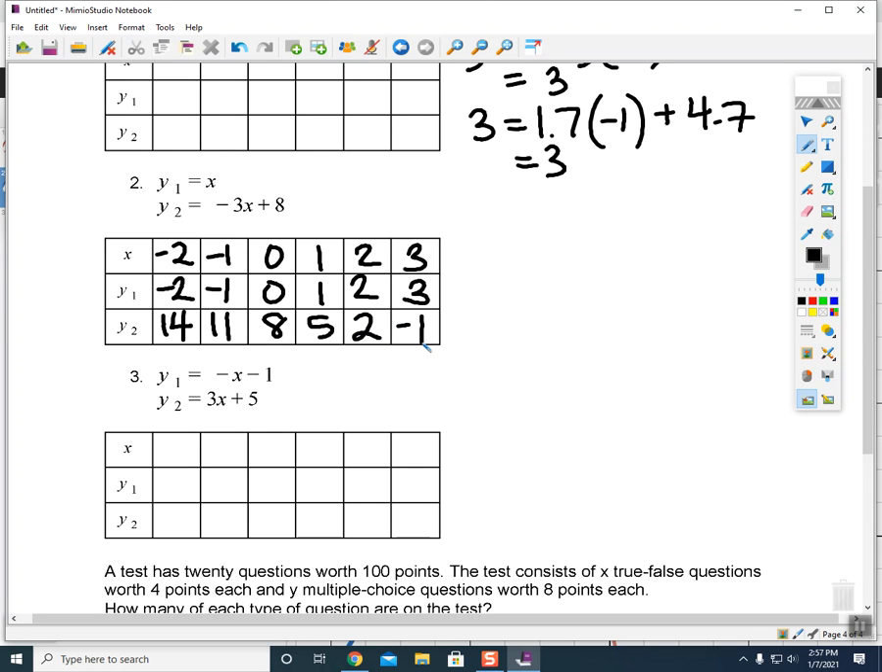So here's my table. Our goal then is to identify where our lines cross. And the way we figure out our point of intersection is where their y values are the same. So if we look, our y values are the same right here. They're both 2. And this is coincidental, but our x value is also 2. So if I want the solution to this system of equations, my solution is that when x is 2, both of the y values are also 2. Okay?